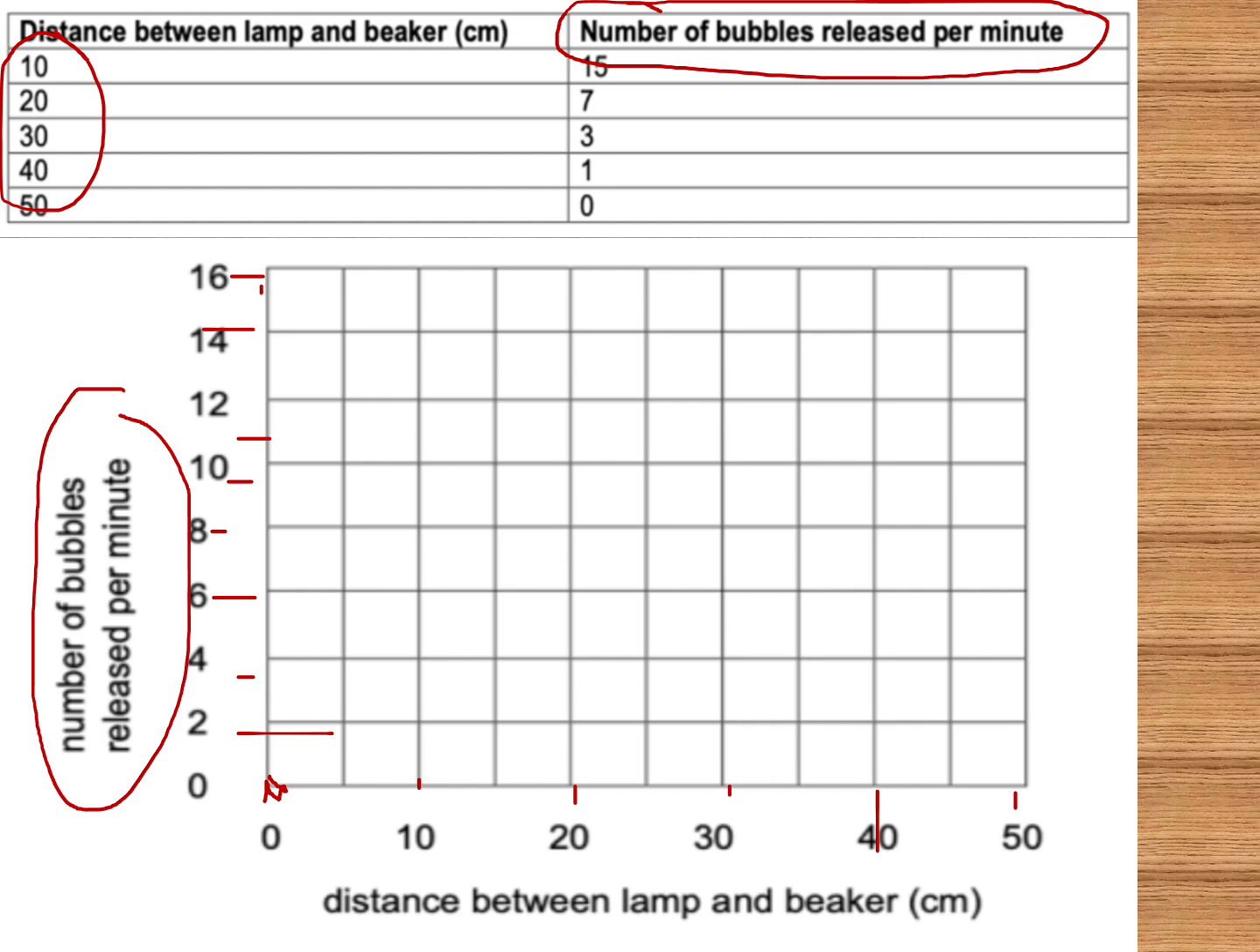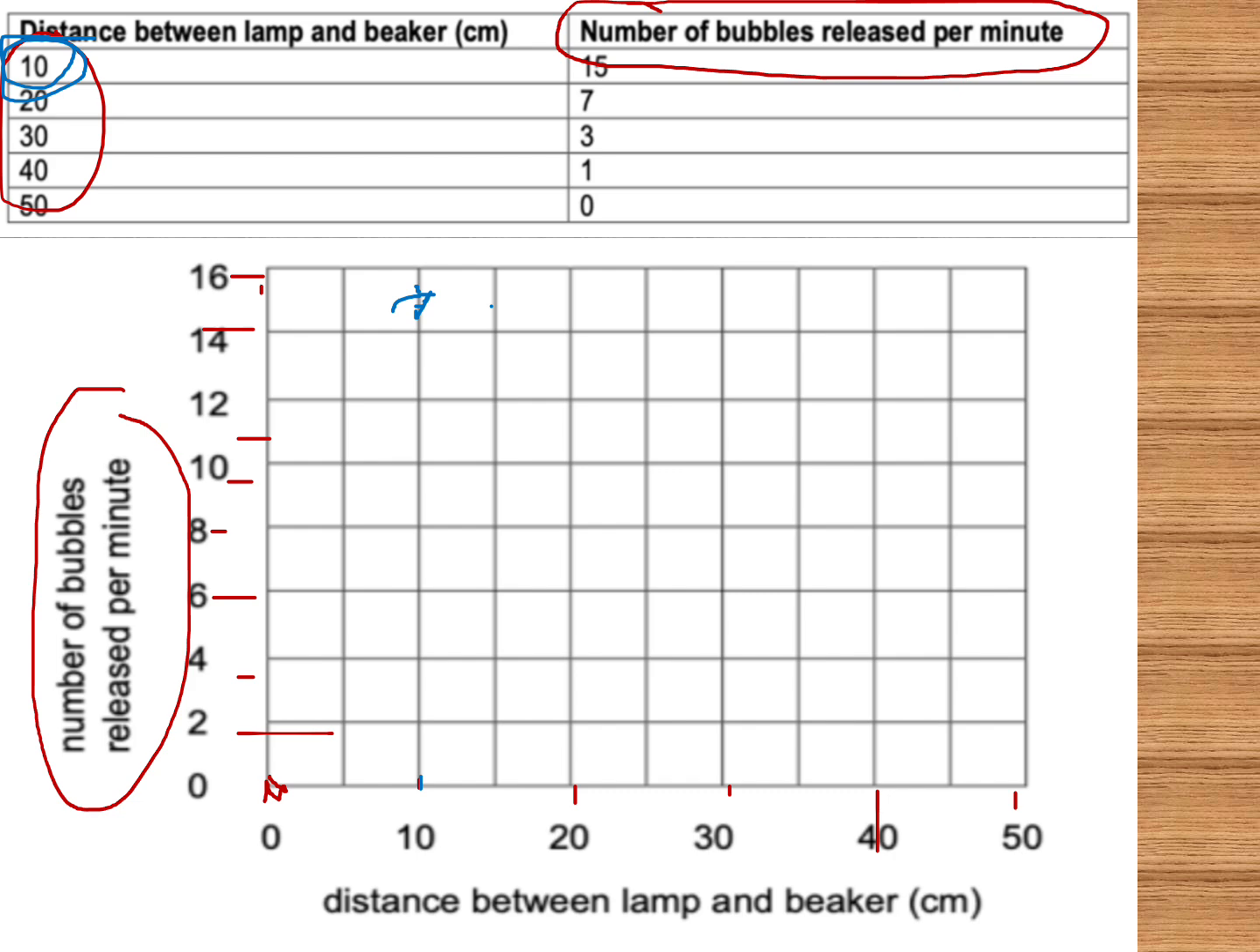I'm going to plot the graph in blue color. So for distance 10, children, what was the number of bubbles? For distance 10, the number of bubbles was 15. So my first plot will be right in the middle of 14 and 16. Is it clear, children? This is my first plot. Okay, somewhere here.